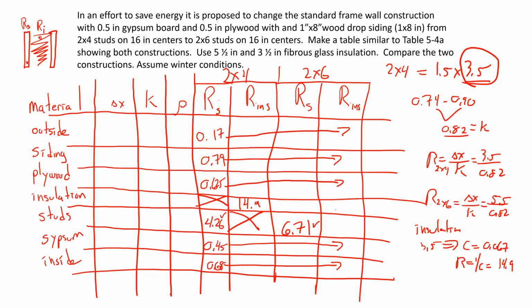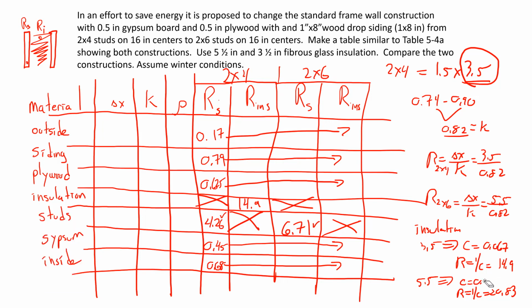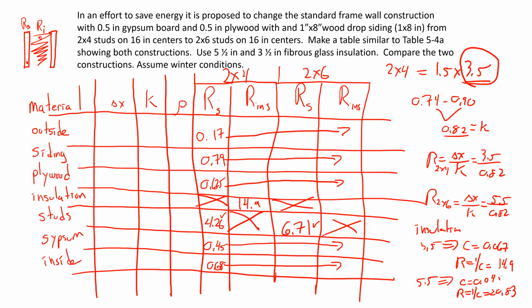And then for the insulation side of the 5.5 inch fibrous insulation, you have a conductance of 0.48, where the resistance would be the inverse of that, right? So in that case, it would be 1 over 0.048, which gives you 20.83. Hold on, a little bit of a typo here. I put 0.48. I meant to put 0.048. Right, so here I have 20.83.